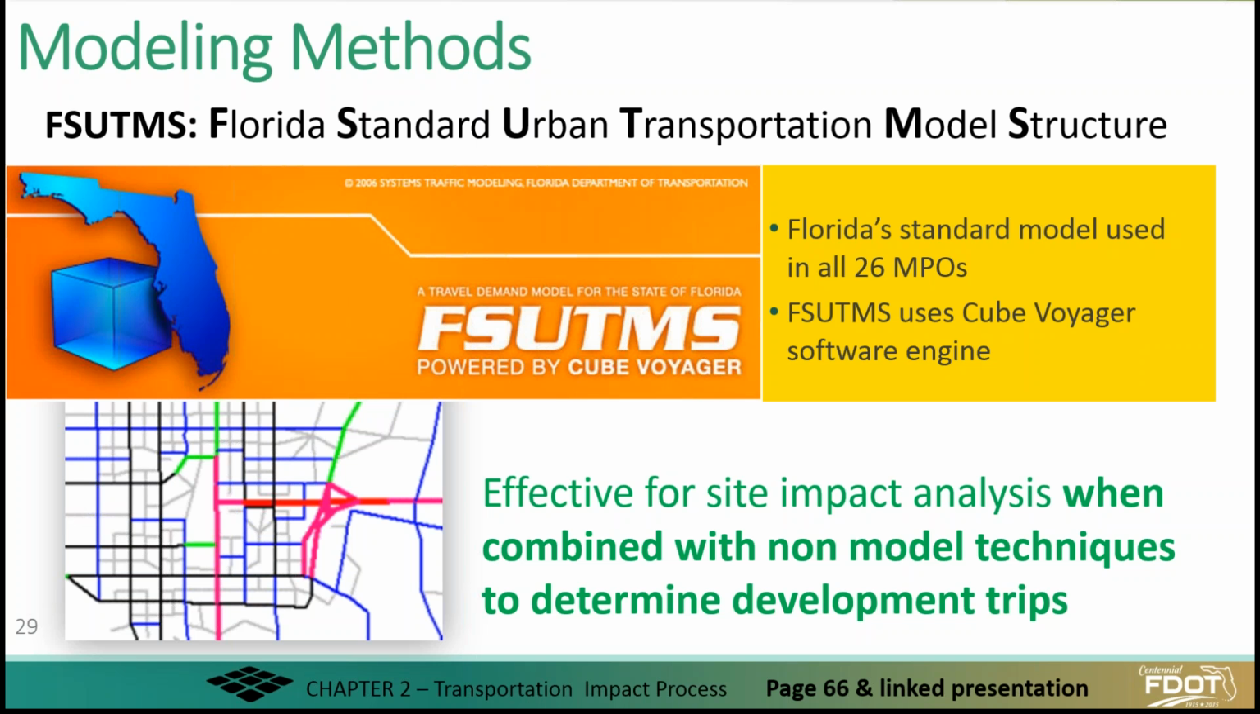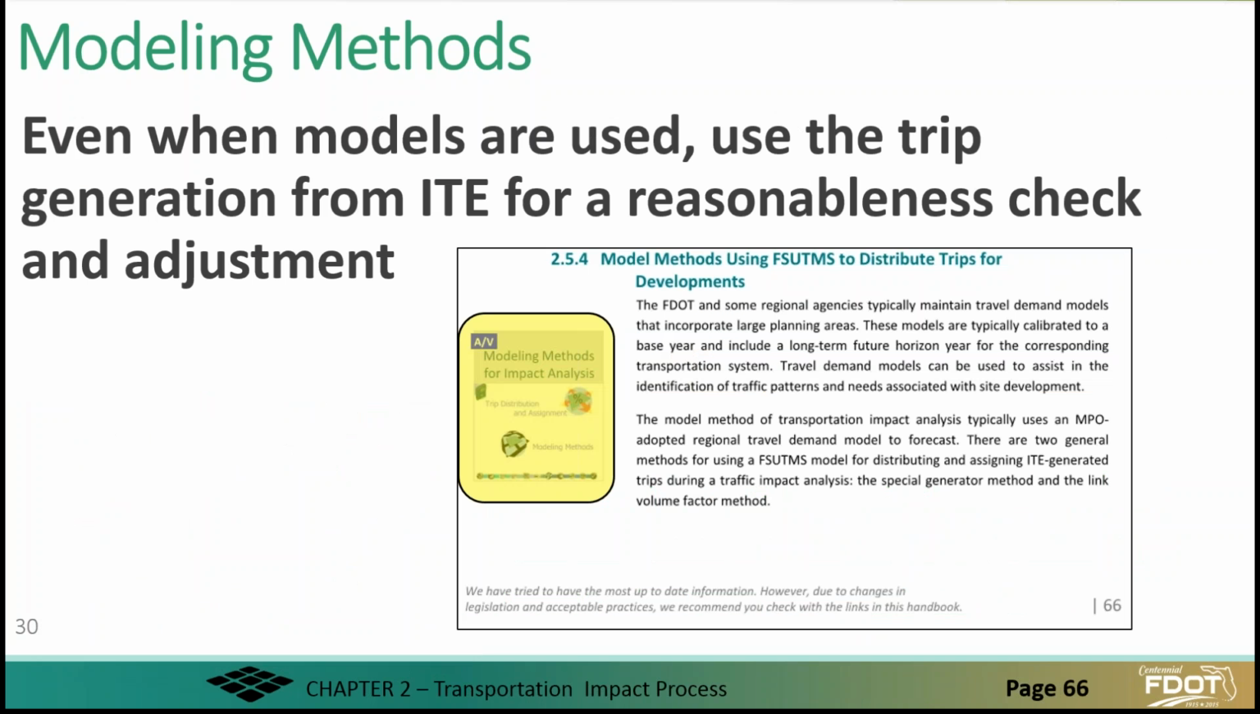These models are used in all of the 26 MPOs in the state of Florida, and FSUTMS uses a software platform called Cube Voyager to actually run the calculations. It's very effective for site impact analysis when it's combined with non-model techniques. What that means is that the best application of FSUTMS for site impact is a combination of some manual calculations and then using the traffic model, the computer, to do the heavy lifting for you. And that is the approach we will cover in more detail later on.